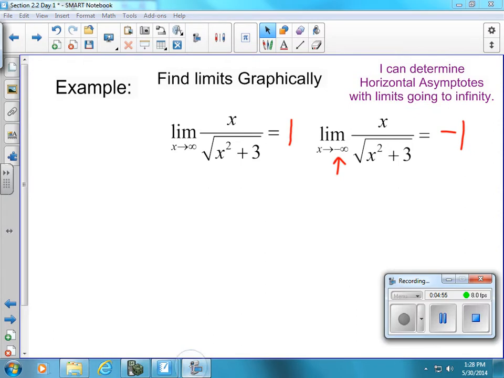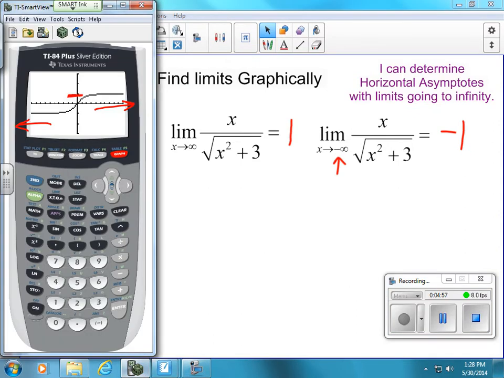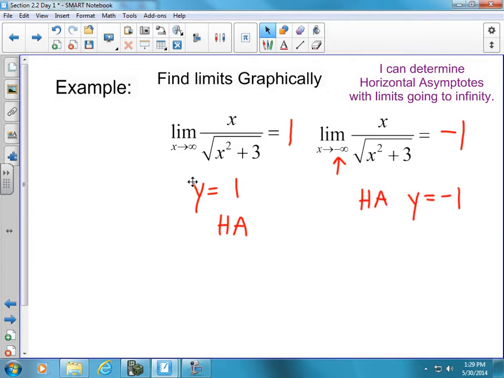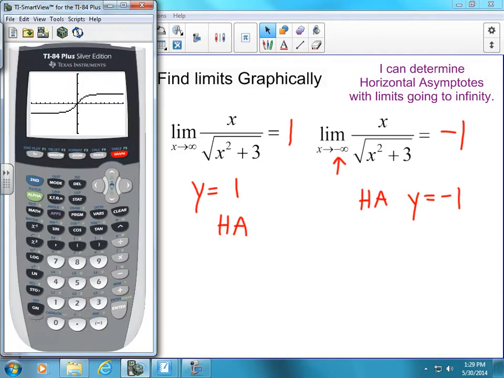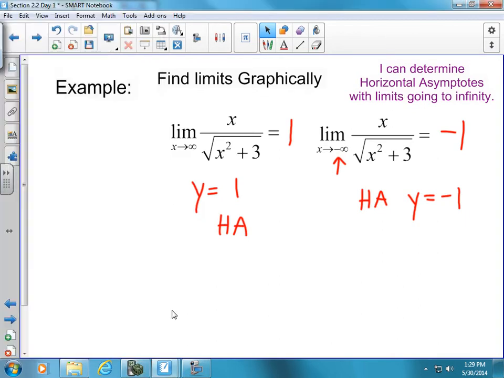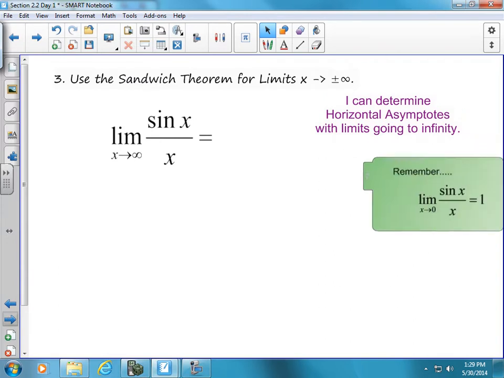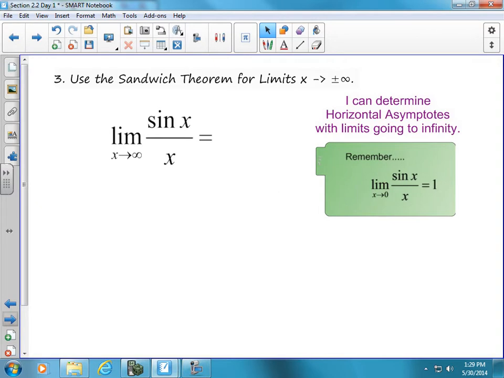-1. All right, that tells me that this function has a horizontal asymptote at y equals 1, and it also has a horizontal asymptote at y equals negative 1. Those asymptotes horizontally are always the y values. Okay, next, we have a way to use the sandwich theorem for limits of x going to positive and negative infinity.